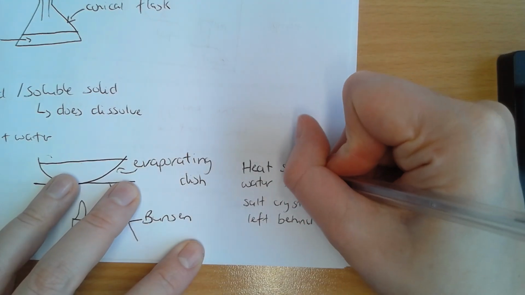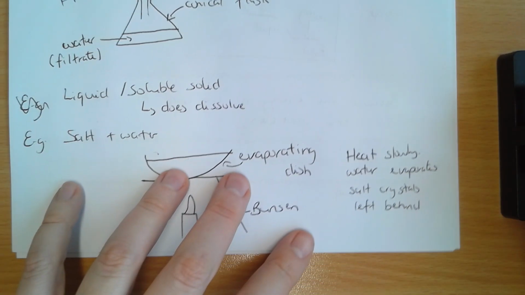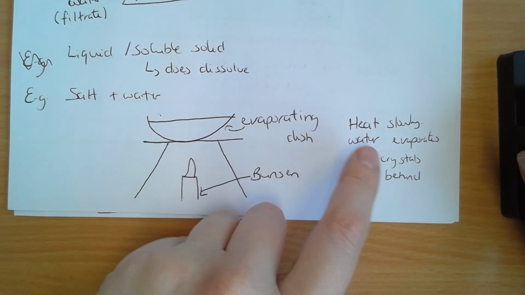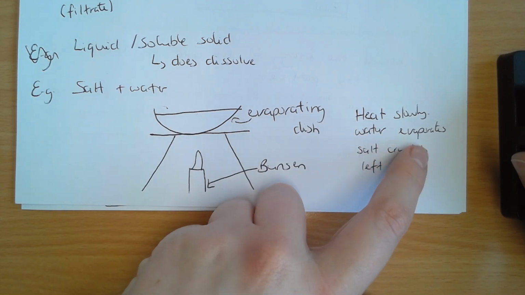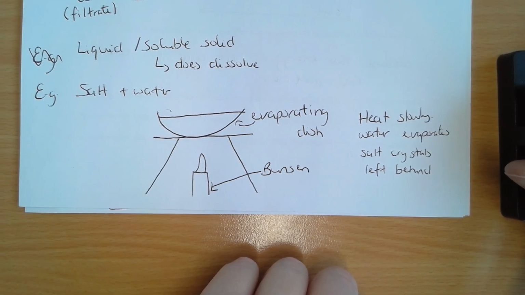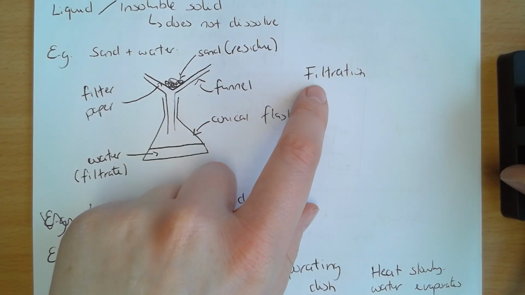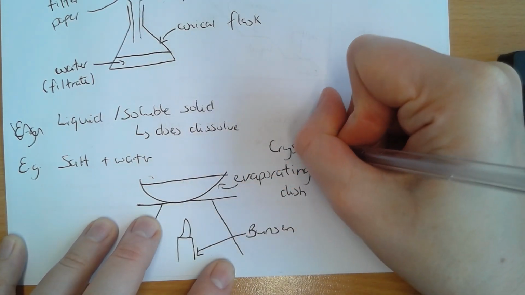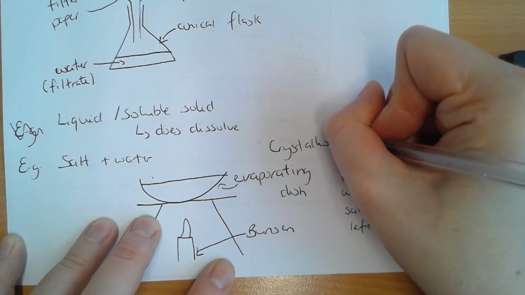You do have to heat slowly, okay? You don't blast it with heat or it can turn into mush. To get nice big crystals, you want to heat it slowly, evaporate off some of the water, and then you'll be left with some nice salt crystals. So this method would be called filtration. This method down here is called crystallization.